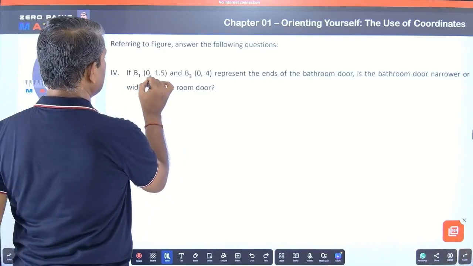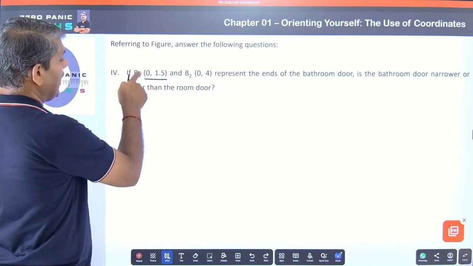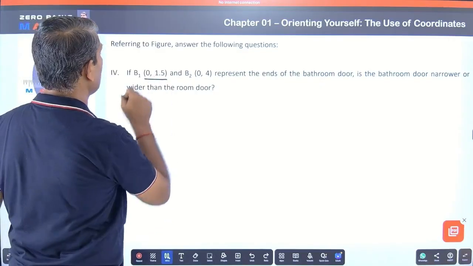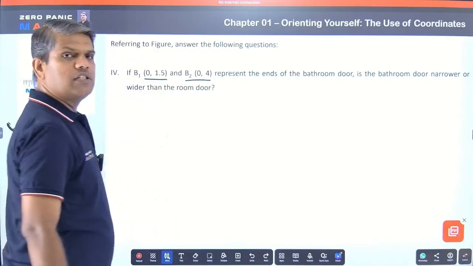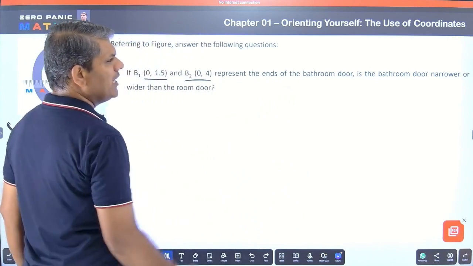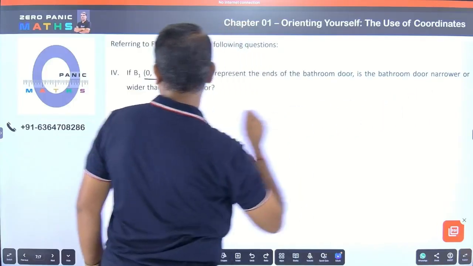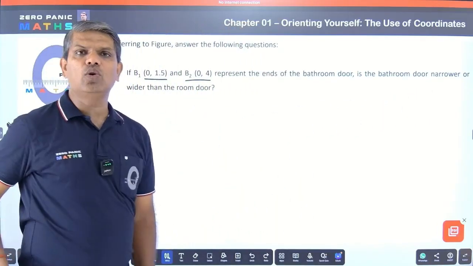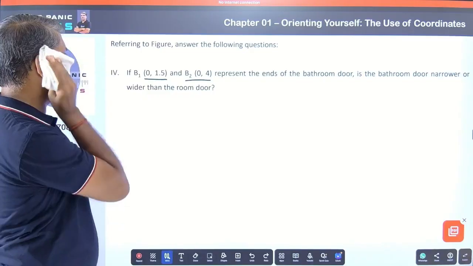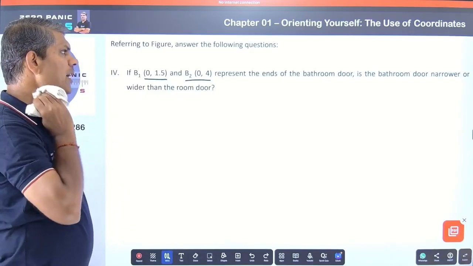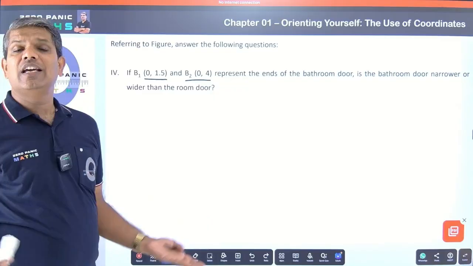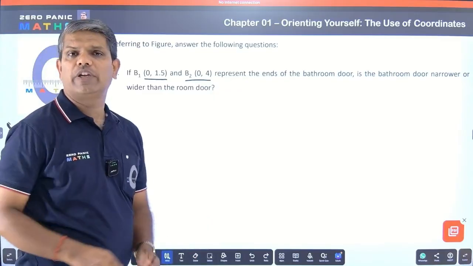If B1 is 0 on the x-axis and 1.5, this point is towards the y-axis. B1 and B2 at 0, 4 represent the ends of the bathroom door. Is the bathroom door narrower or wider than the room door? We need to find the width of the bathroom door given in the figure, and find out whether it is narrower or smaller than the room door, or larger than the room door. That is what we need to find out.